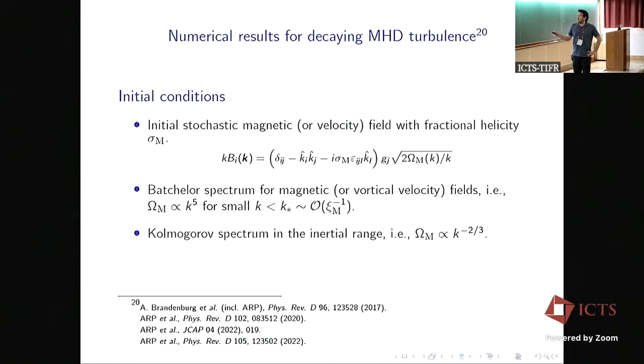So our initial setup is that we consider an initial magnetic or velocity field, which is stochastic in the sense that it follows a particular spectrum, but then it's completely random in its phase. And then we add this type of tensor structure in order to ensure that this field is divergence-free, to represent a magnetic field or to represent purely solenoidal velocity fields. And then these terms allow us to control the fractional helicity of the field, which I will not discuss much in detail until the very end, since it has some implications for observations.